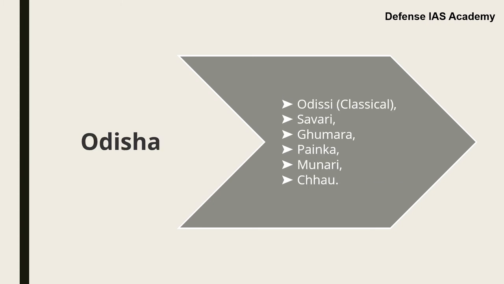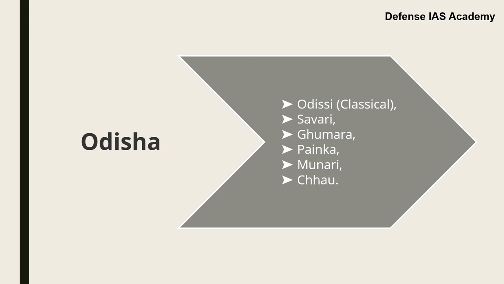Next is Odisha. Odisha has Odissi, which is the classical form. Then it has Savari, Bumara, Painka, Munari and Chow. These are the art forms of Odisha. So we'll see the popular ones in this list. Odissi is a classical dance, which is a popular classical dance, which comes in the list of the eight classical dance forms of India.